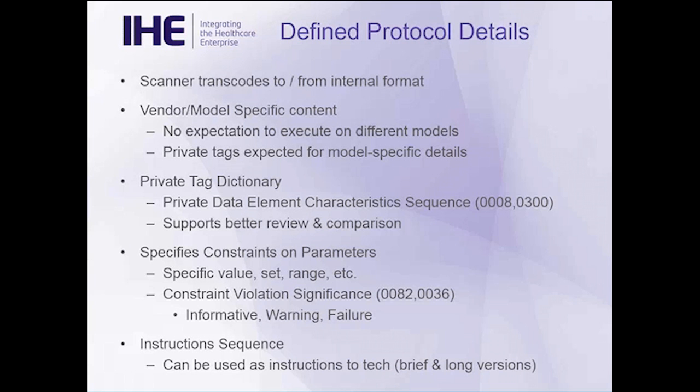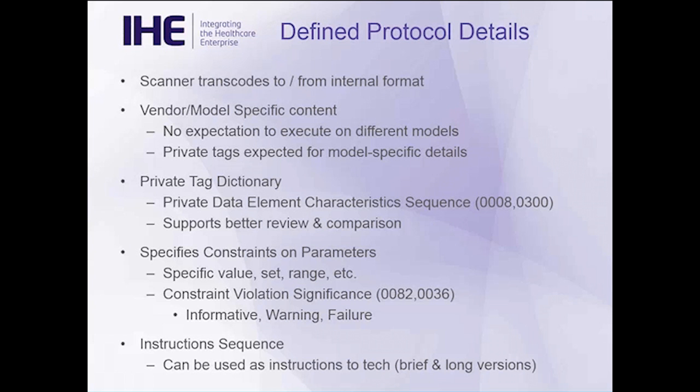As I mentioned a moment ago, in defined protocols, these are constraints on parameters. So you may constrain a parameter to have a particular value. You can say that it has to have a value that belongs to a set or falls in a range. And so this allows you to give some flexibility, for example, to the technologist who is modifying the protocol at runtime based on certain individual patient characteristics.